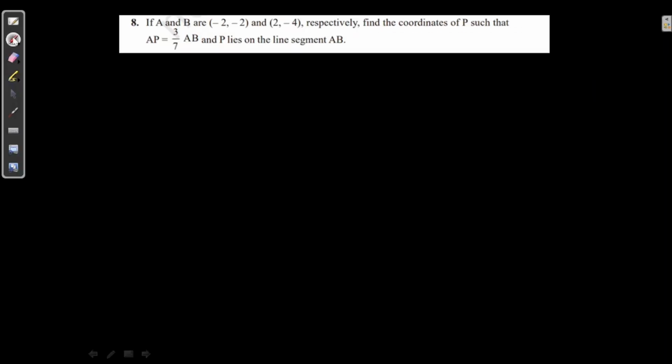Okay, now we are having question number 8. Look what question number 8 is saying. Just read with me. If A and B are minus 2 comma minus 2 and 2 comma minus 4 respectively, then find the coordinate of P such that AP is 3 by 7 AB and P lies on line segment AB. Now just for understanding the question properly, let us draw a rough figure for it.